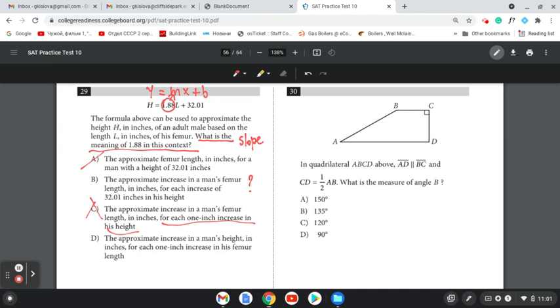And the approximate D is the best candidate here. We determined B cannot be it. The more I'm thinking about it, 32.01 is not the increase in his height, it's the initial height. So D is going to be my answer: 1.88 increase for each 1 inch increase in the length of the femur in L. And it comes from knowing y equals mx plus b and the definition of slope.